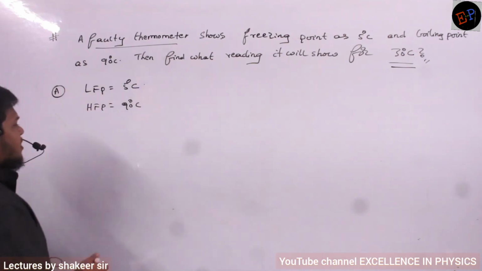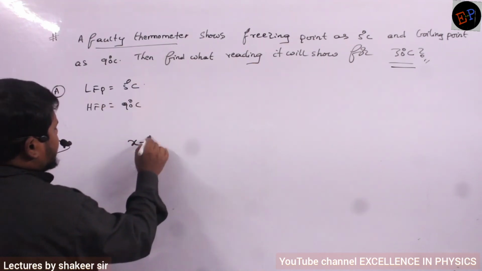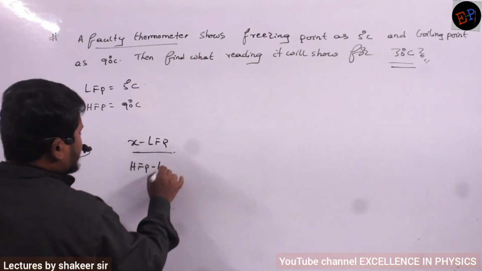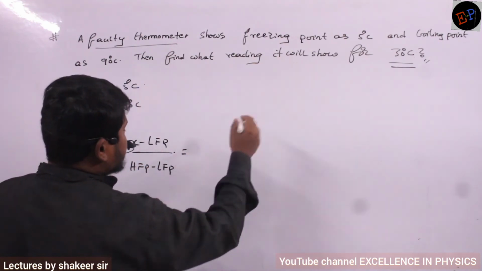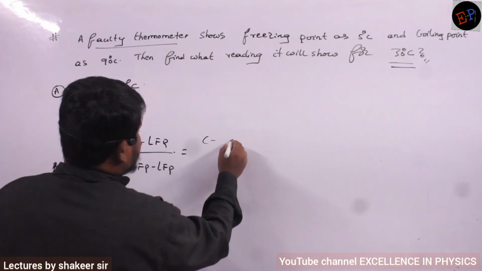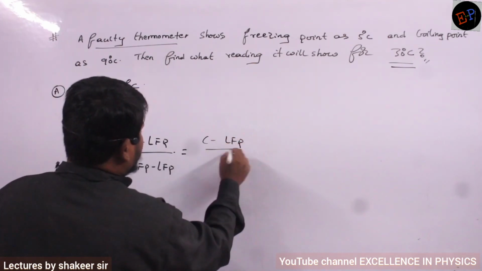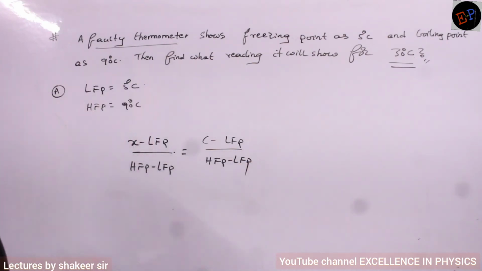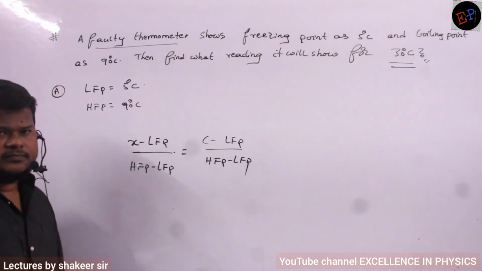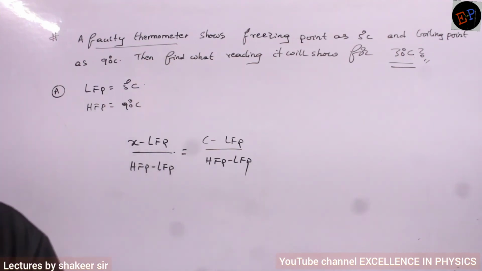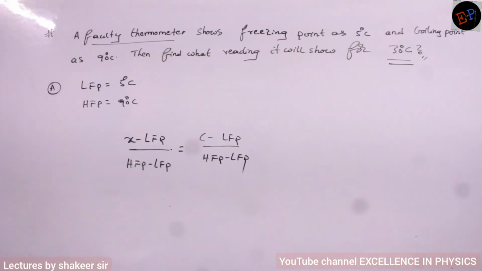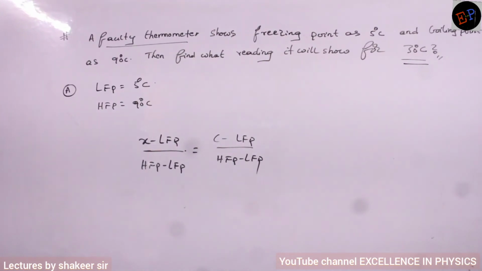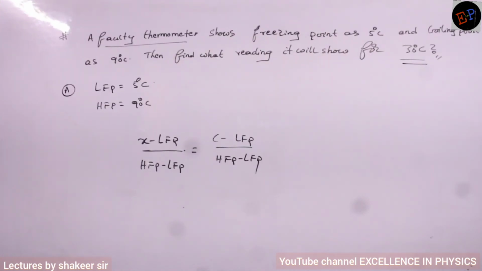Okay? So what is the data I have to write? X minus LFP divided by HFP minus LFP is equal to, I have to compare with the Celsius temperature: C minus LFP divided by HFP minus LFP. So this is what I have to do. Now can't you substitute and get the answer? Anybody got the answer?